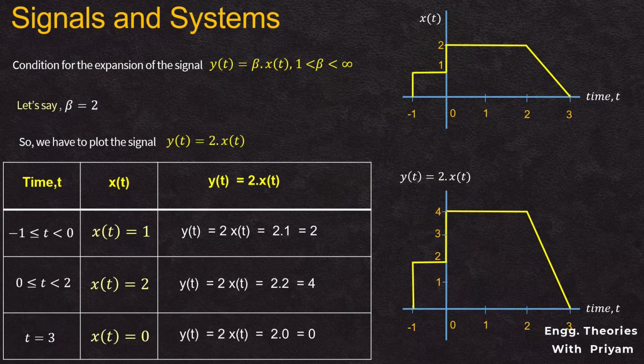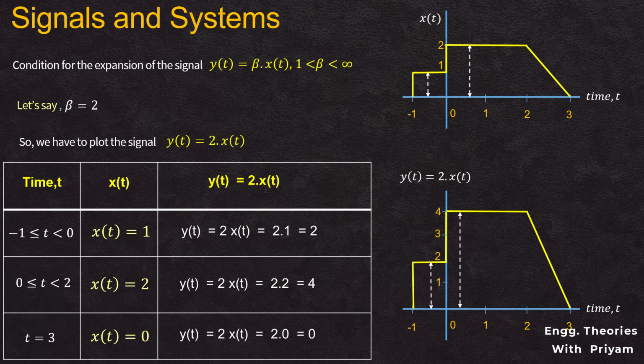So there is no change in the time axis of both of the signals. But if we look at the amplitude of the signal, then when the time t is greater than or equal to -1 and less than 0, the amplitude of the signal x(t) is equal to 1, but the amplitude of the signal y(t) is equal to 2, which is double the amplitude of the signal x(t). Similarly, when the time t is greater than or equal to 0 and less than 2, the amplitude of the signal x(t) is equal to 2, but the amplitude of the signal y(t) is equal to 4, which is again double the amplitude of the signal x(t). Now, finally, when the time t is equal to 3, both of the signals are equal to 0. So we can say that in order to plot the signal y(t), we just need to multiply the signal x(t) by the scaling factor 2 for every instant of time.